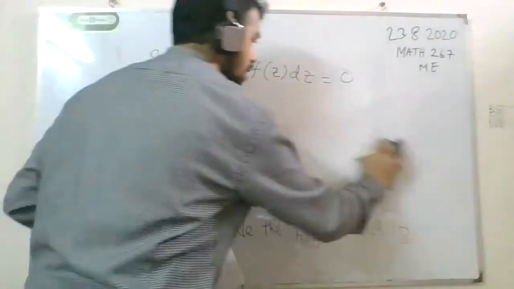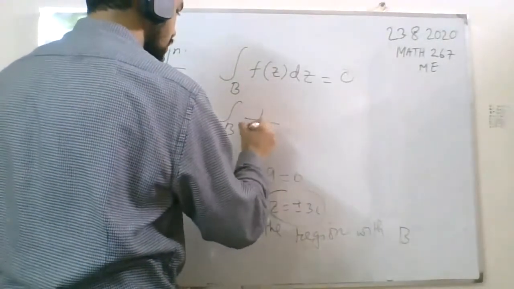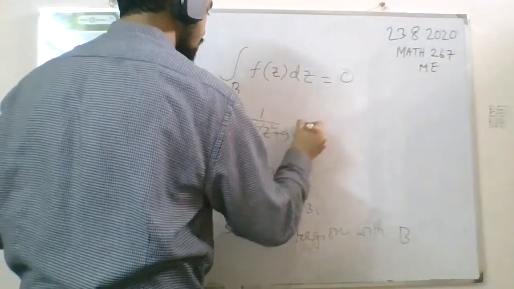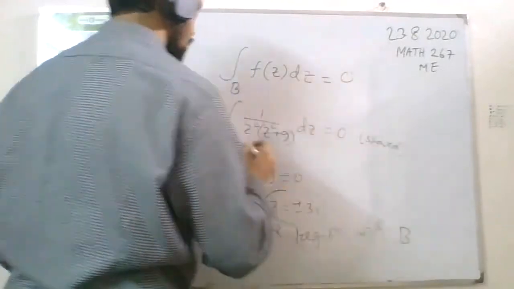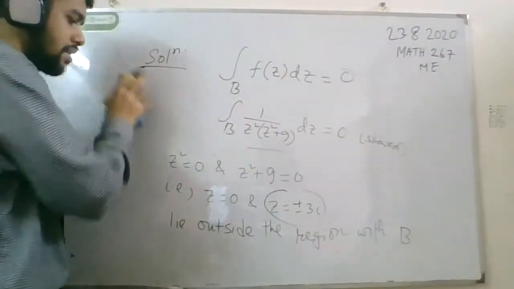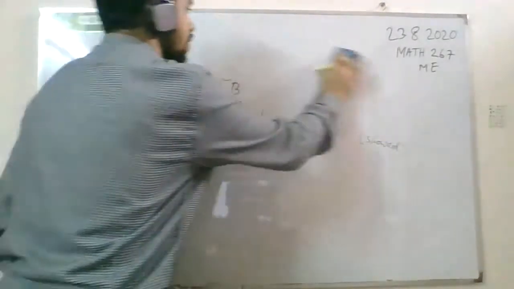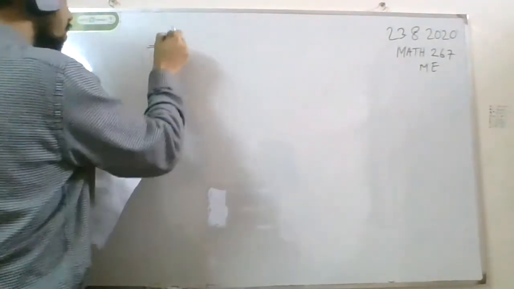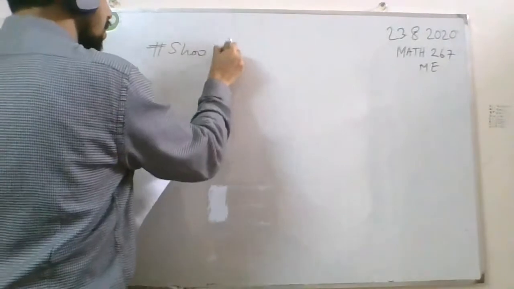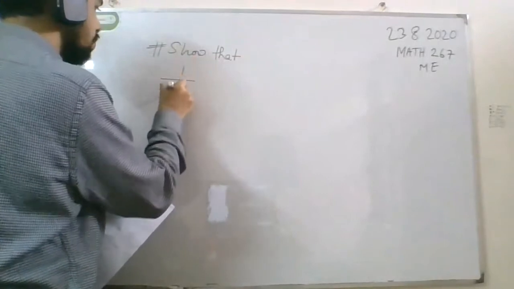That means, now for another one, then you will be clear. So take a look here, which shows that one by 2 pi i.